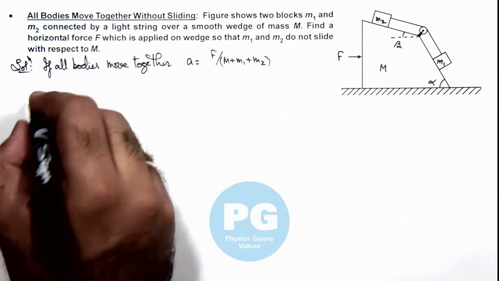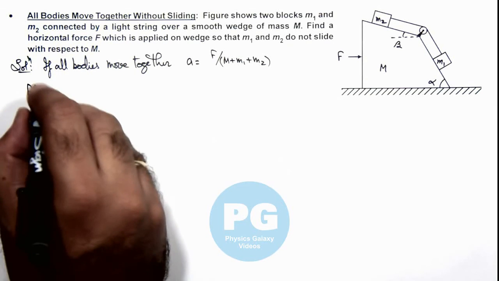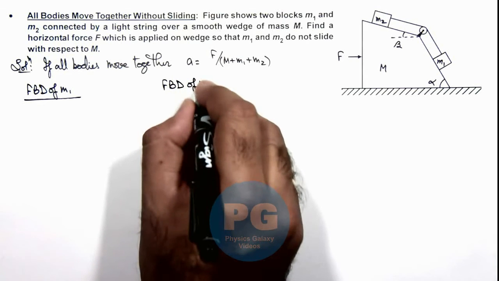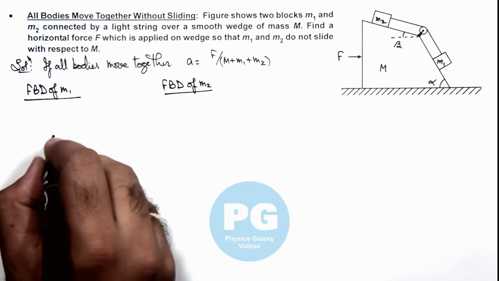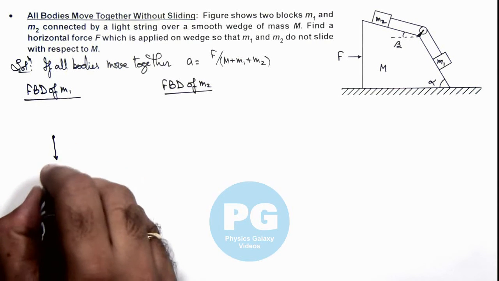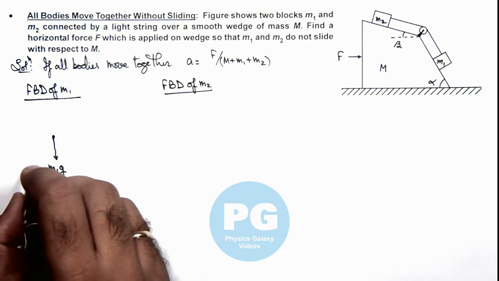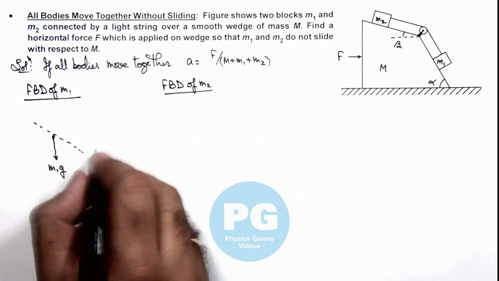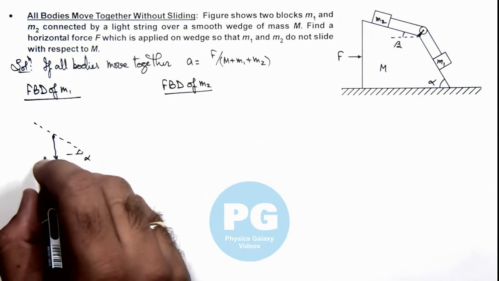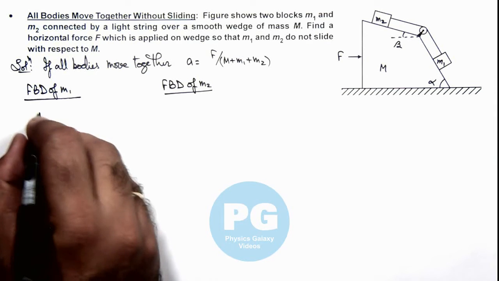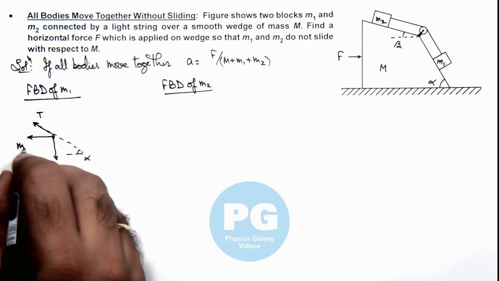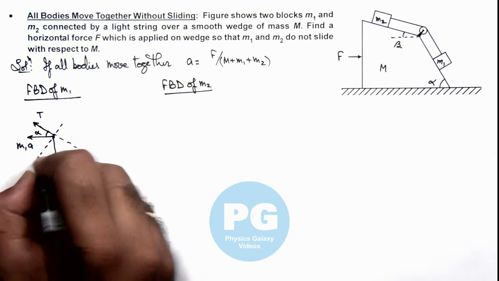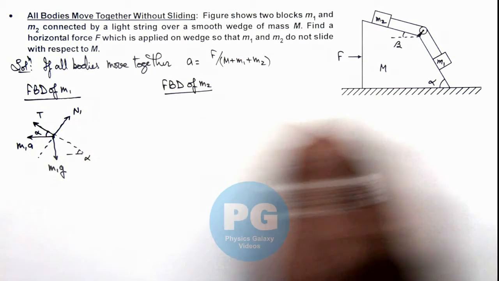So here, to analyze the case, we draw the free body diagram of both blocks, M1 and M2. In the situation for M1, we can see in the downward direction it will experience a force M1g. If this is the incline on which it is resting, for the M1 block we can say this angle is alpha. A tension T in the string will be acting over here. A pseudo force M1a would be acting on it toward the left. This angle is alpha.